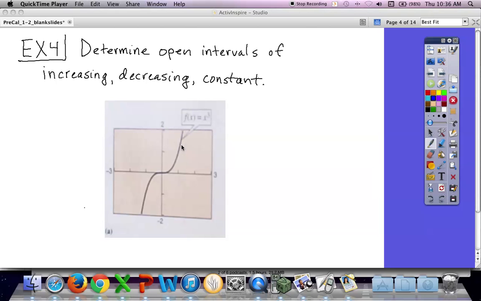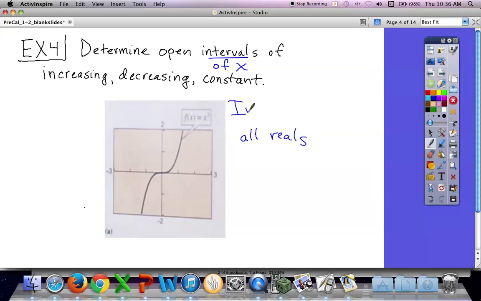But remember that when they ask for open intervals of increasing, decreasing like this, the intervals that they're talking about here are of x. So you're always giving the answer in terms of where on the x-axis it is increasing. In this case, it's not really very interesting because we're just going to say all real numbers in any case. So this one we would say all reals is increasing.